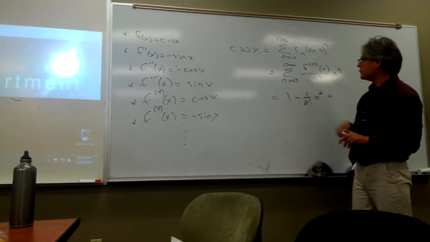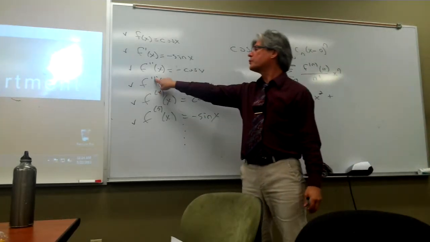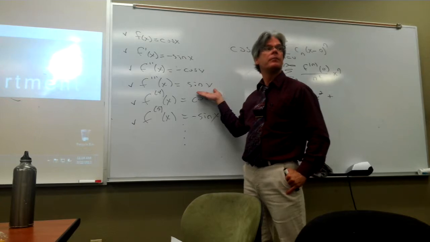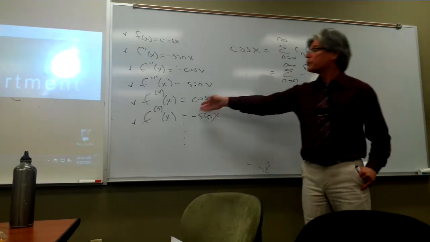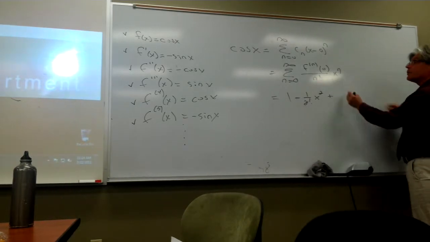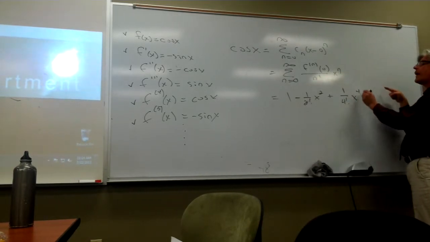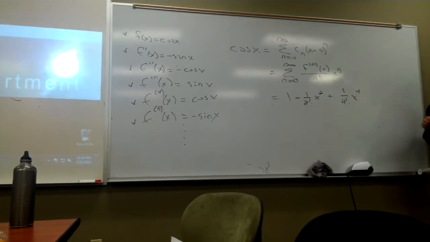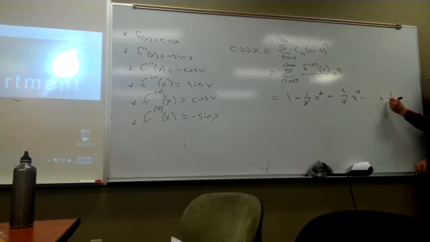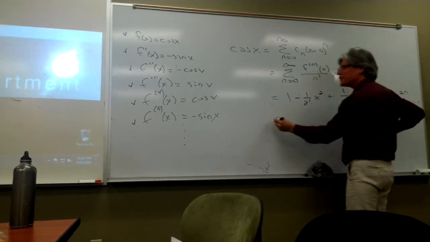Plus, well now when n is equal to 3, I don't have to worry about it. The third derivative evaluated at x equals 0 is going to be equal to 0. But now when n is equal to 4, my fourth derivative function evaluated at 0 is positive 1. So I get a plus 1 over 4 factorial times x to the 4th power. Did you guys see the pattern developing? I think my nth term is simply going to be 1 over 2n factorial times x to the 2n power.